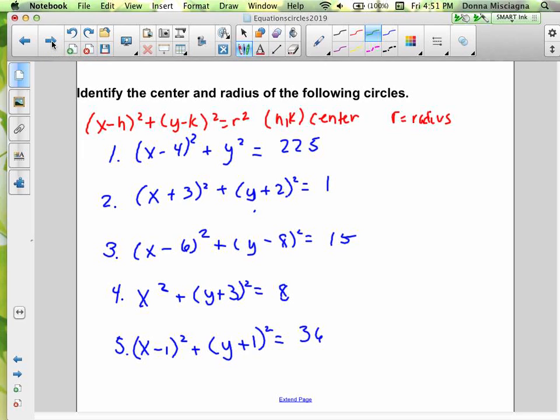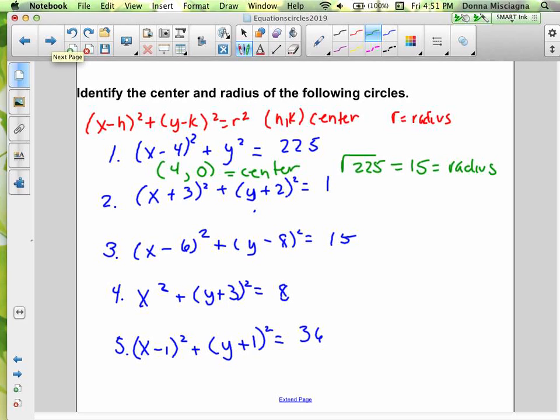In the first one, right, so we have x minus 4. So that means the h is 4. And you have nothing added to y. So (4, 0) is the center. You see, so there's no really any work involved. And then just take the square root of 225, which is 15, and that's the radius. All right, that's all there is to it.